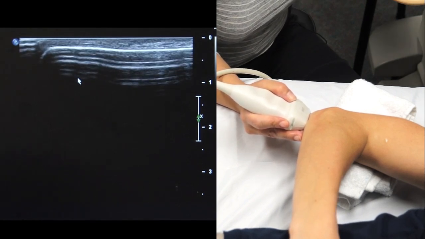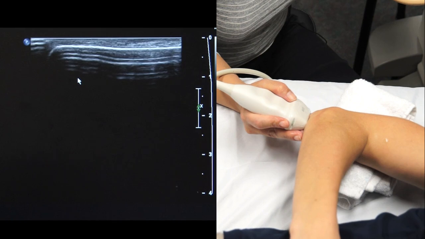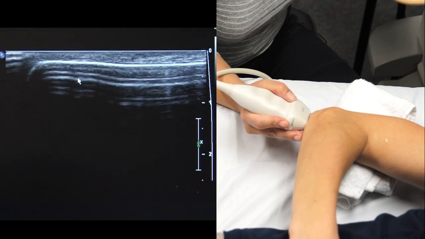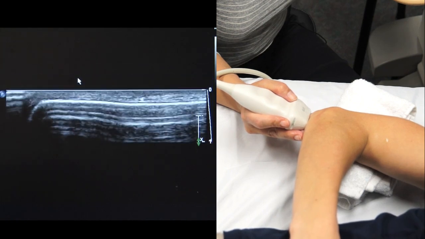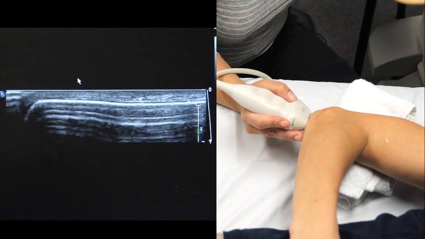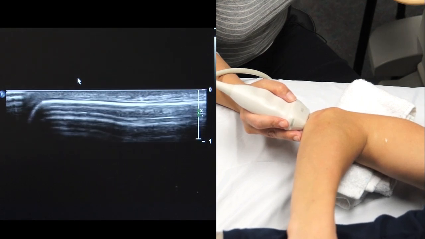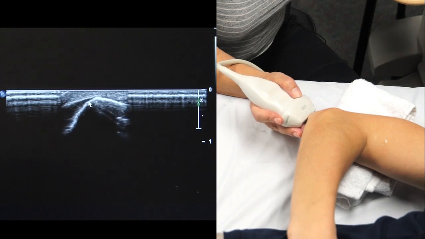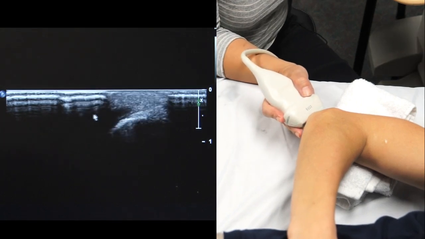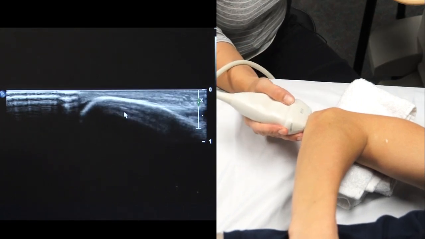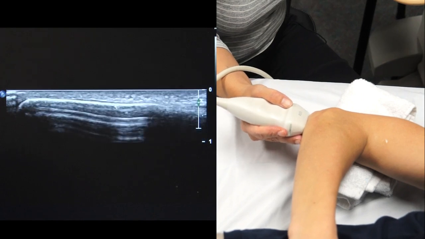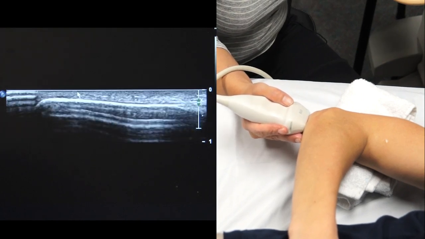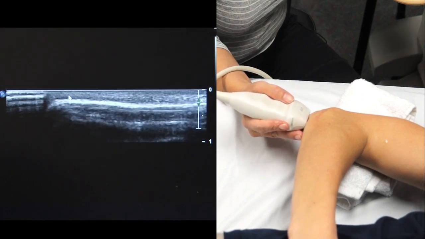Now, because it's very superficial, we will decrease our depth again, and we will focus on a superficial location. Okay, now this is the olecranon, and this is the triceps inserting. So we've now come around distal to the expected location of the olecranon bursa.